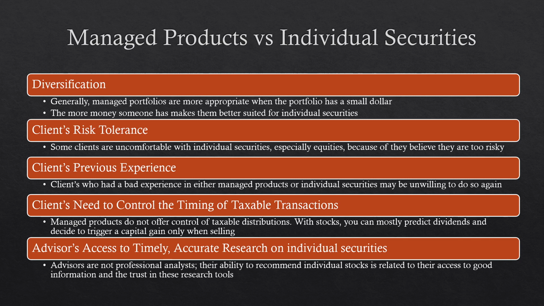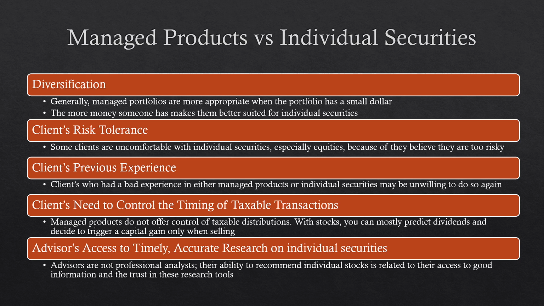So if a client needs to be wary of the taxable income that they are going to be earning, then sometimes you might want to choose a stock so you can mostly predict the dividends that they're paying out. Or maybe you buy a stock like Amazon, for example, that doesn't pay any dividends, and you're just looking to get some capital gains, and you'd only have to trigger that capital gain when selling.